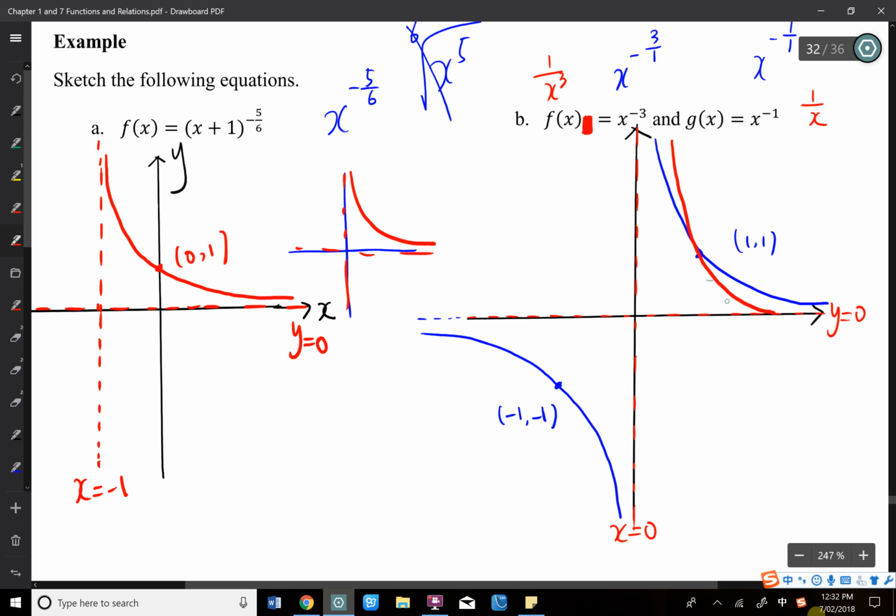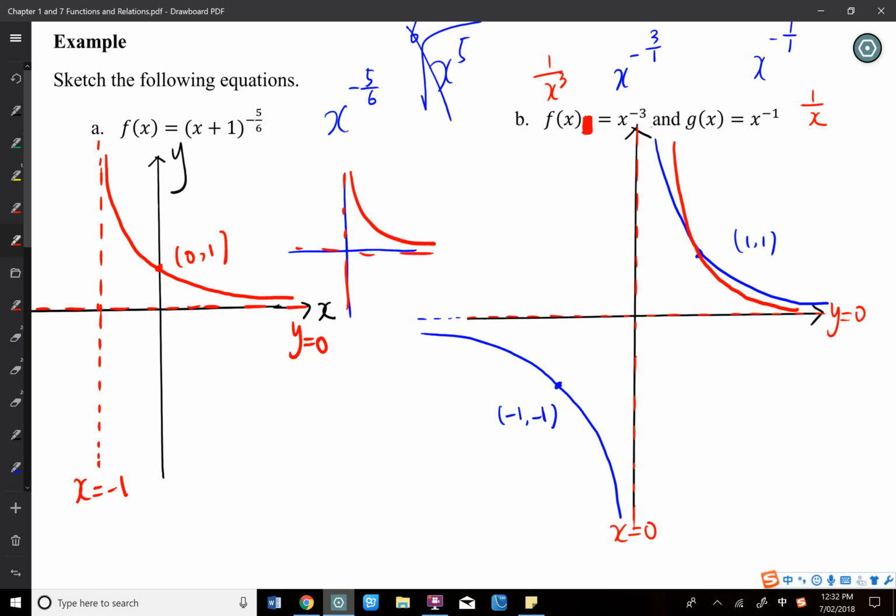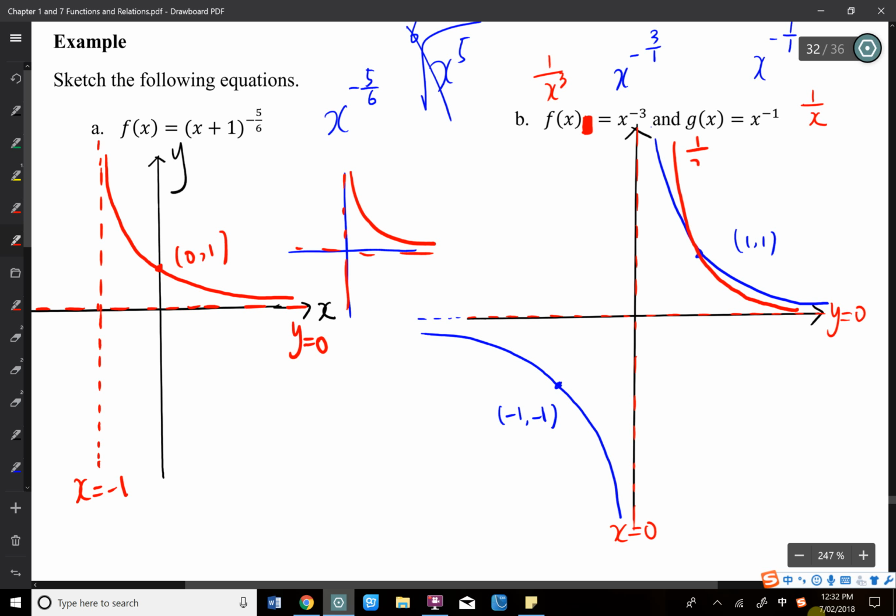It's always touching. Okay, it's not touching now. You can't touch, and it needs to be parallel. So it needs to go below. That's 1 over x to the power of 3, and the other one is 1 over x.